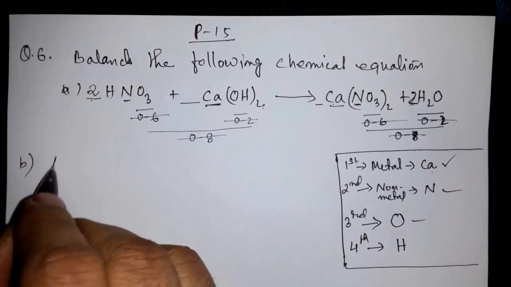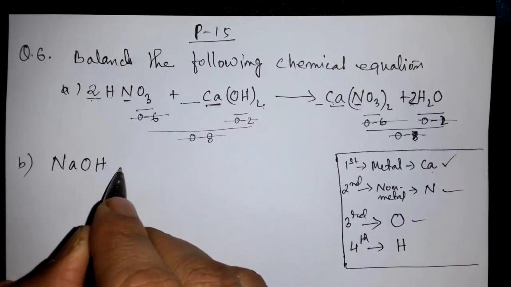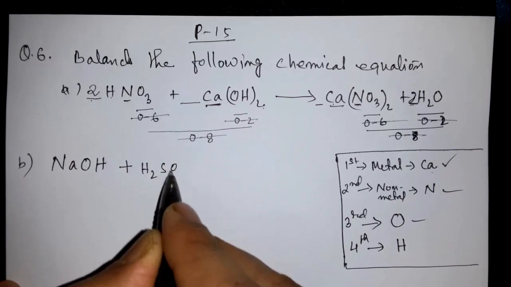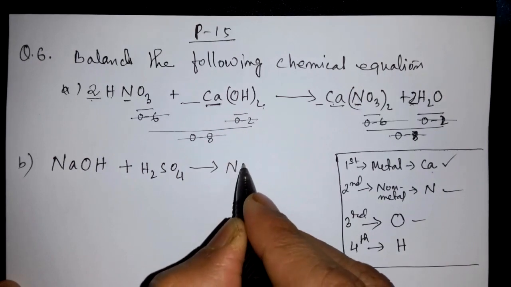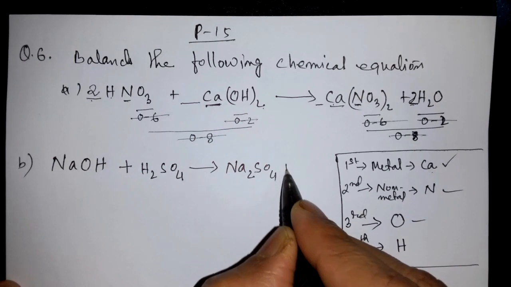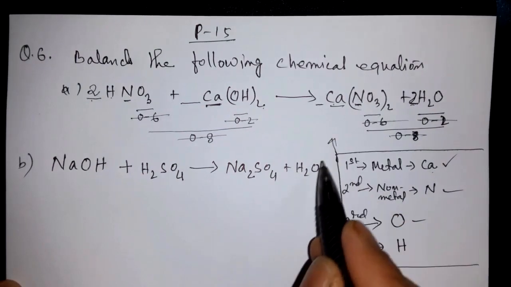B is NaOH plus H2SO4 gives Na2SO4 plus H2O. So this is for this.